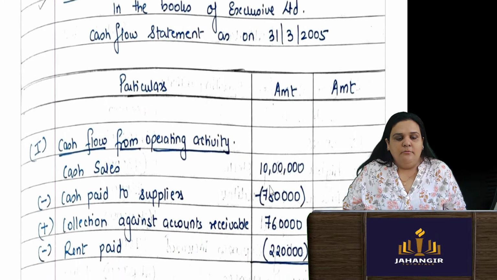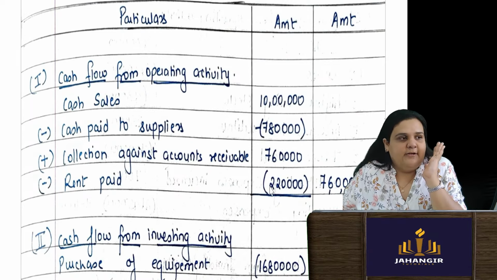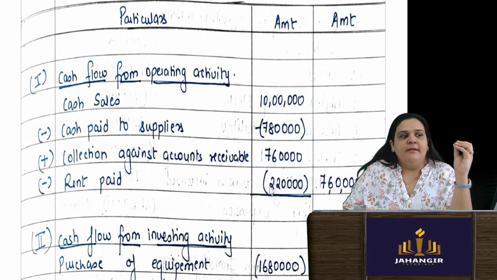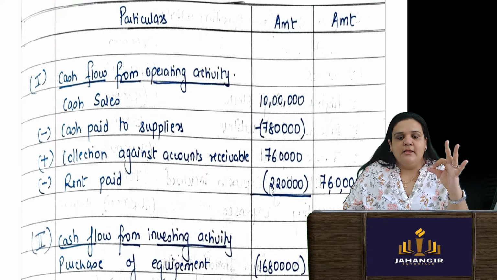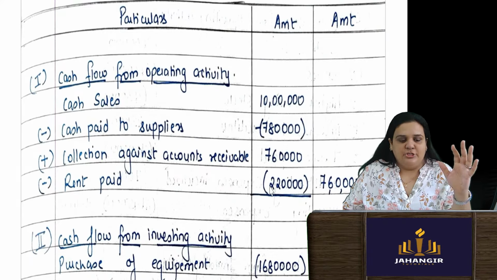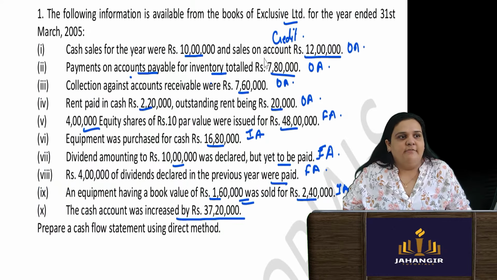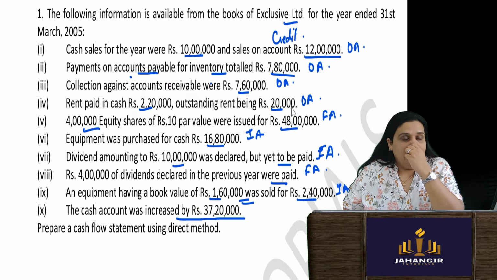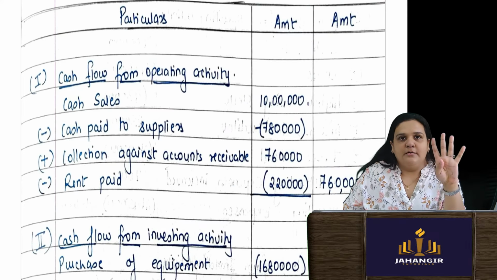Okay, now see this cash flow from operating activities. I am interested in cash. In case of the direct method, we are interested in everything actually happening in cash. So I know my operating activities. There are 4 operating activities here. I have cash sales, amount paid to my creditors, collections done against receivables, and rent paid in cash. Okay, so these 4 things I am going to take into consideration.